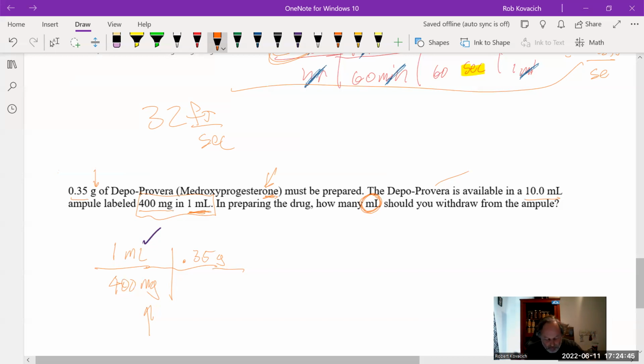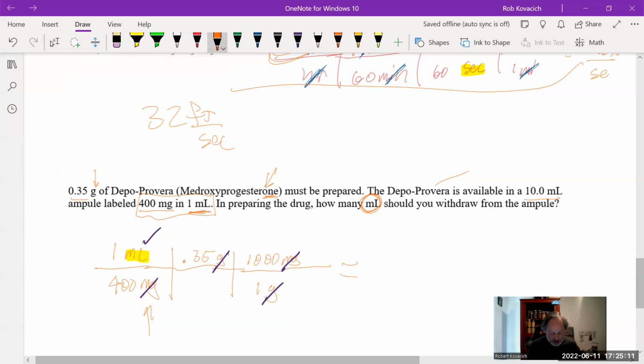I can't cancel grams and milligrams out directly. So I'm going to do a conversion. So for every 1,000 milligrams, that equals 1 gram. All right, so now look what we can do. Milligrams cancel, grams cancel. What unit do I have left? The only one I'm looking for, milliliters. So I can do the math on this.